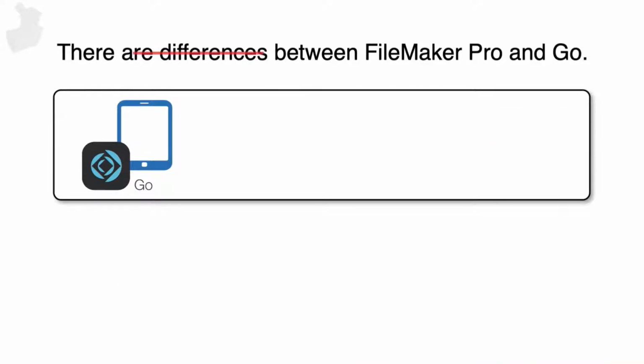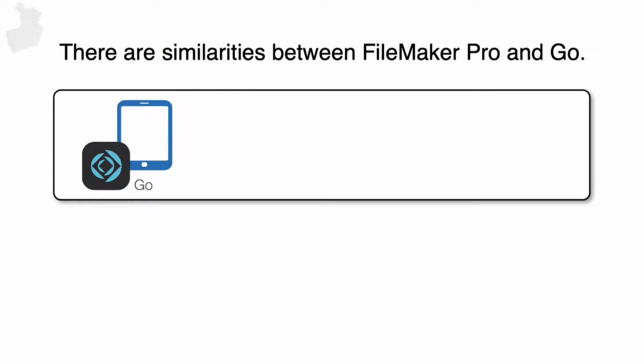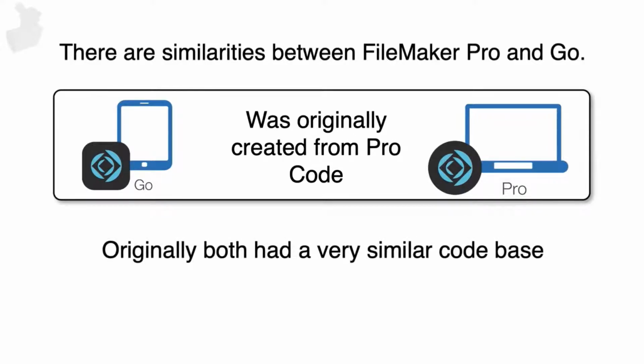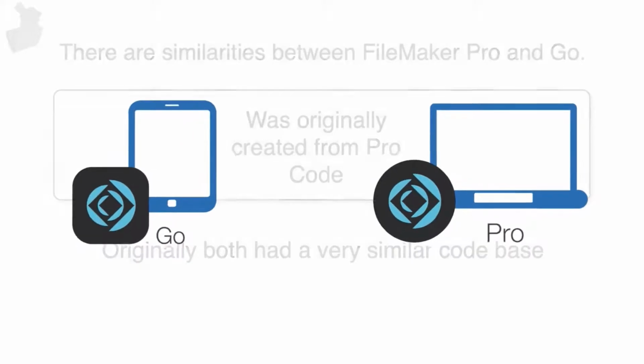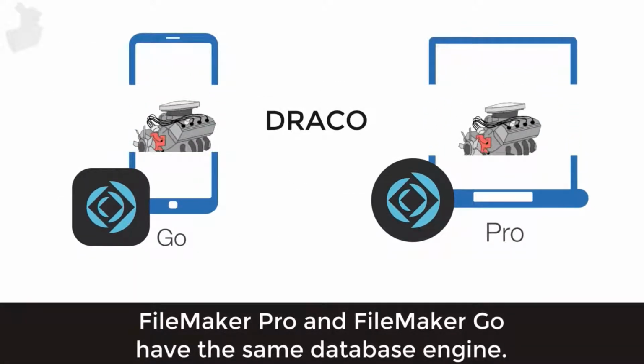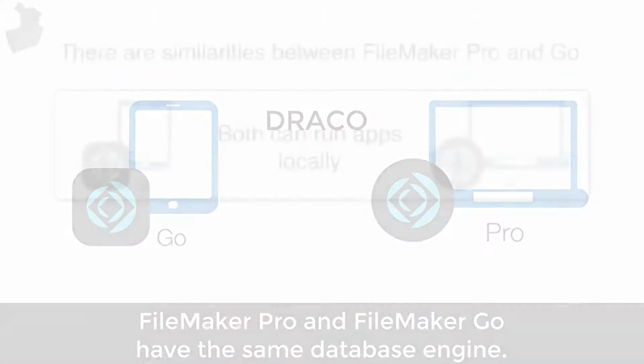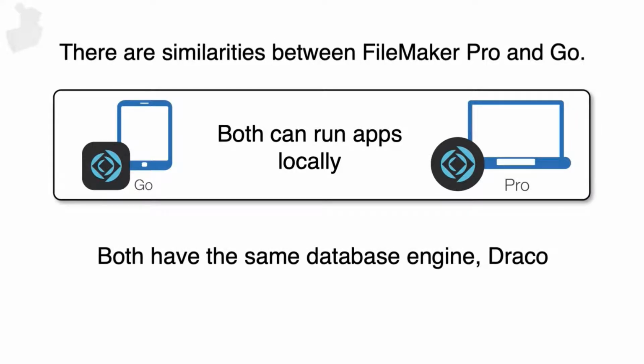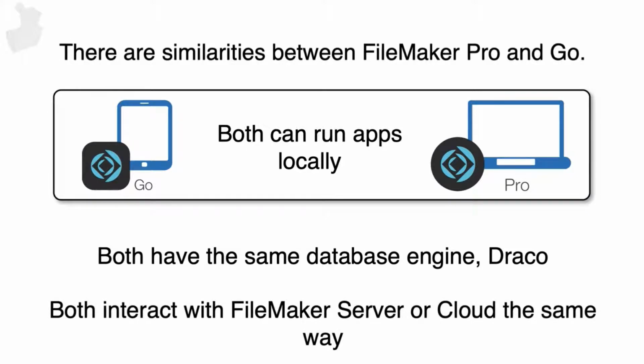Now, another thing to keep in mind is that FileMaker Go is very similar to FileMaker Pro. In fact, FileMaker Go was originally created from code that was used to build FileMaker Pro. They have a very similar code base, at least originally. The database engine that FileMaker Go and Pro use is called Draco. This is built into both of these products. That's why FileMaker Pro and Go can both run a local custom application, because they have the complete database engine to drive that process. So understand, fundamentally, down at its core, FileMaker Go interacts with FileMaker Server and FileMaker Cloud the same way that FileMaker Pro does. Once again, they have that similar history.